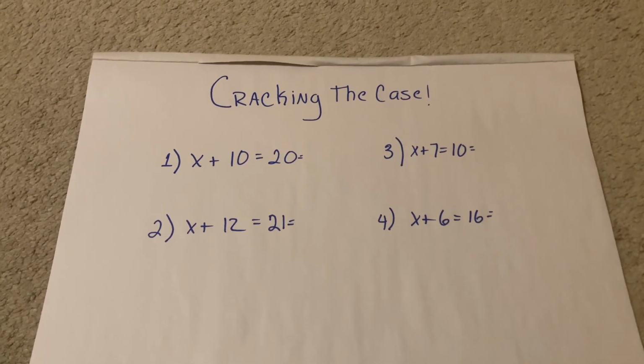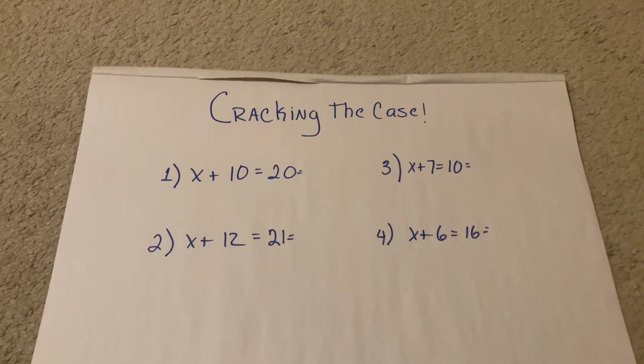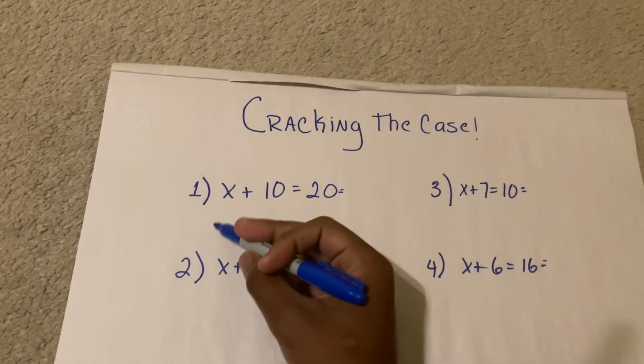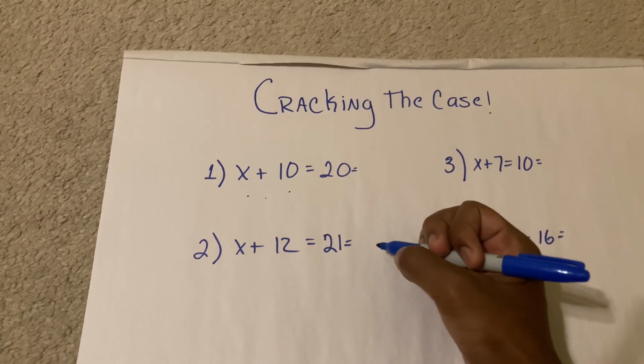Hello everyone, and today we are going to crack the case of one-step equations. So for number one, we have x plus 10 equals 20. So how do we crack this case?